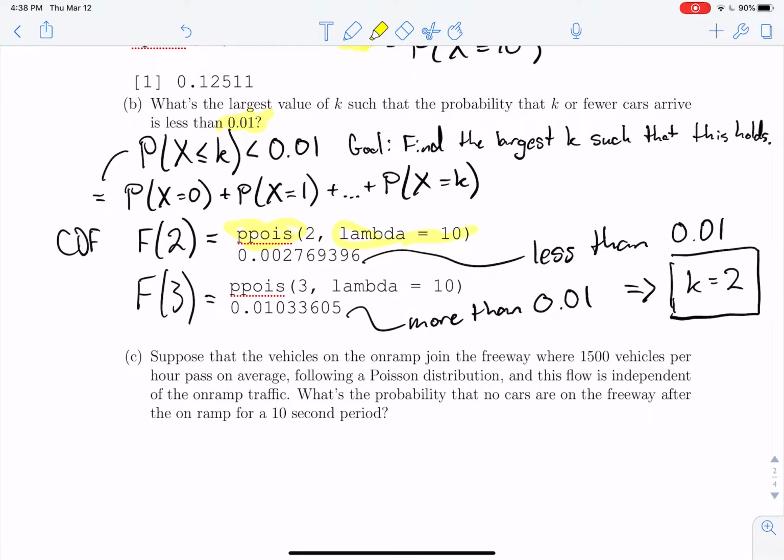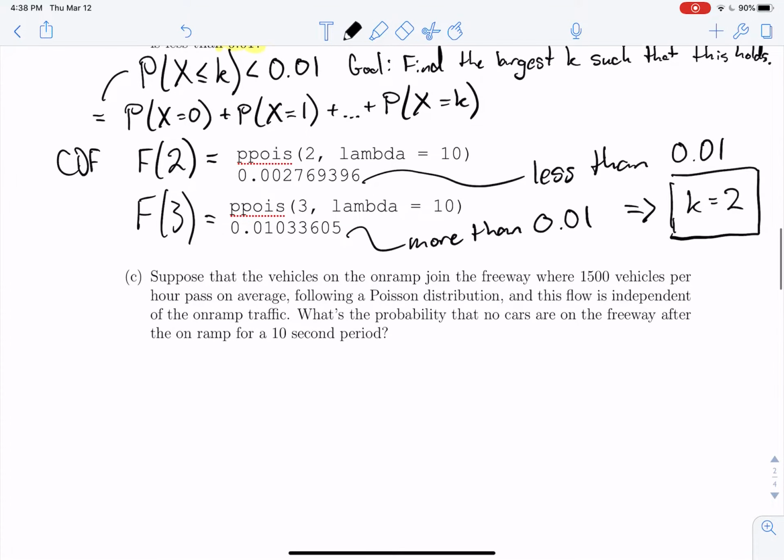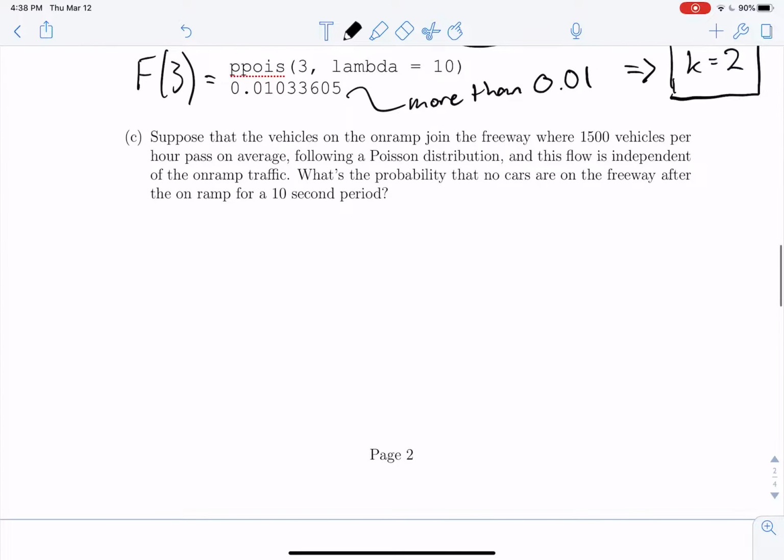Different parameters, but you would do the same general idea for any discrete random variable. There's a better way to do it, but I'm not going to show you that. I'll leave it as an exercise. It's even faster than what I did, but just one thing at a time for the moment, okay? All right, last question on this part.